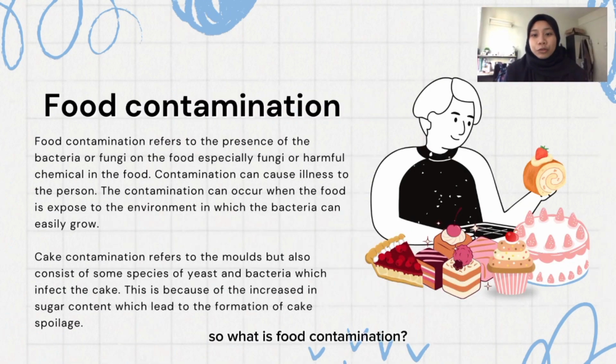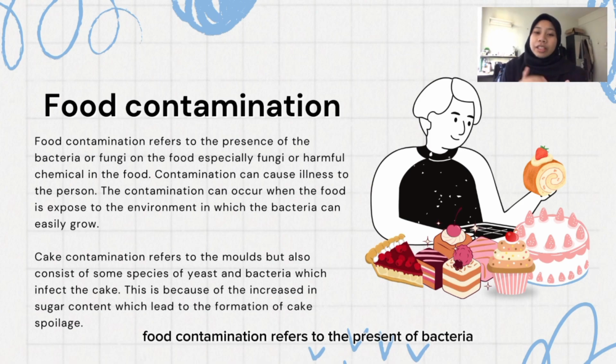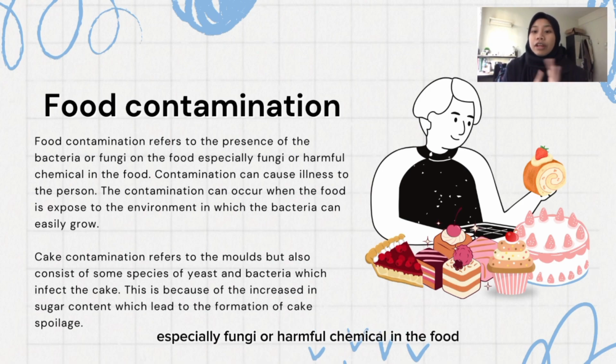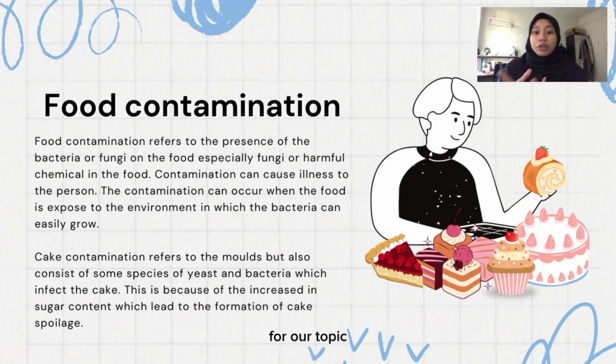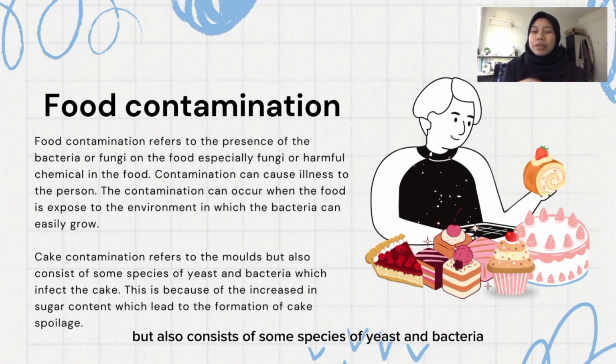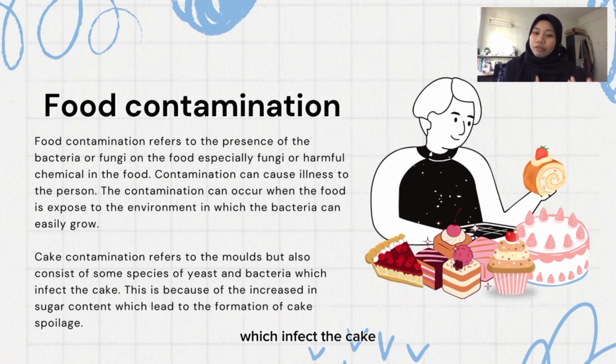So what is food contamination? Food contamination refers to the presence of bacteria or fungi on the food, or harmful chemicals in the food. This contamination can cause illness to the person who eats the food. The contamination can occur when the food is exposed to the environment in which the bacteria can easily grow. For our topic, cake contamination refers to mold, but also consists of some species of yeast and bacteria which infect the cake. This is because of the increase in sugar content, which leads to the formation of cake spoilage.